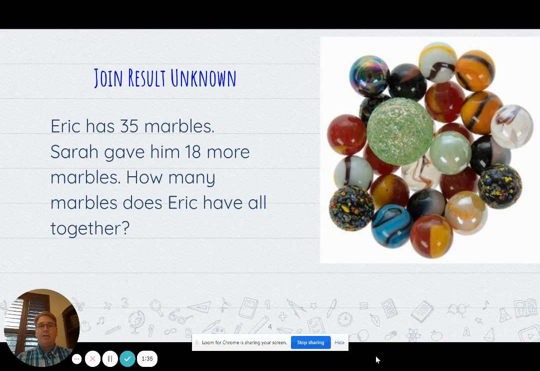But I want to point out that there are some key words in here. So, how many marbles does Eric have? And the key words are all together. Sometimes we're tempted to teach those all together key words as if, when we see those two words, it's addition. And I just want to warn you, moms and dads, we do not want to teach that to our students, because there can be problems that have the words all together in them, but you don't want to necessarily add the two numbers that are in the problem. And I'll show you that in just a second.